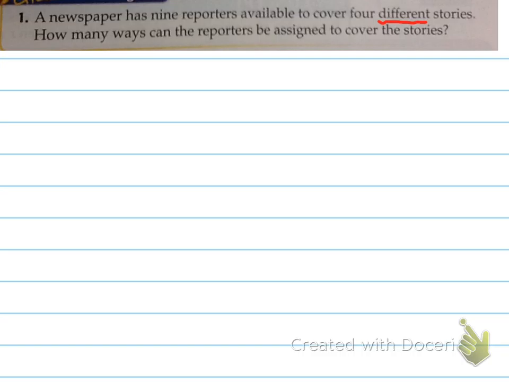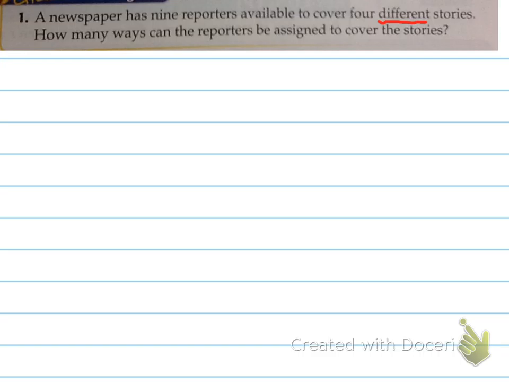If he would have said, the newspaper has 9 reporters available and 4 people need to work today, that, to me, is not assigning specific stories to reporters. Okay, that's different. But in this case, it seems to me they have 4 specific stories to assign to reporters. So this is a permutation.